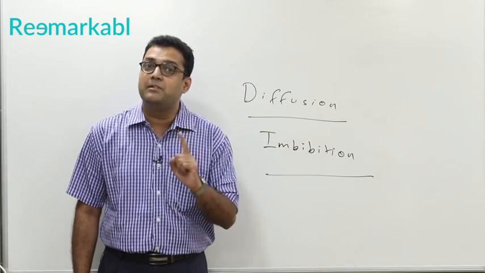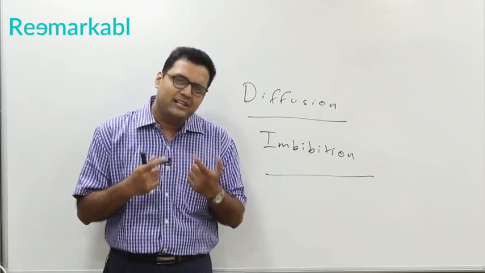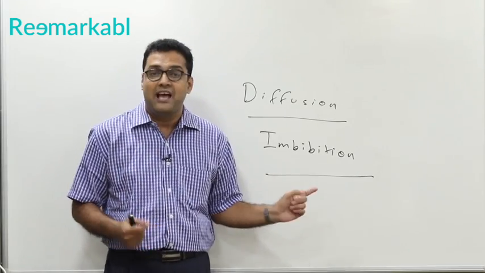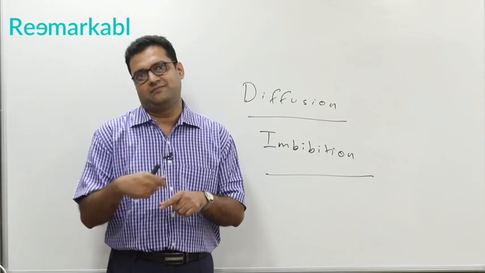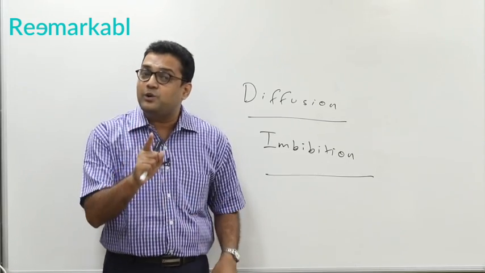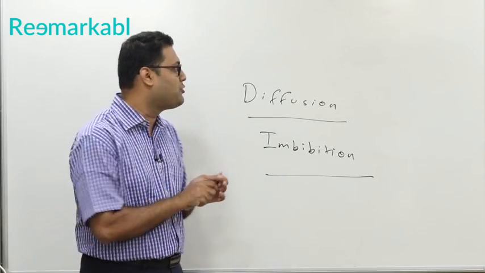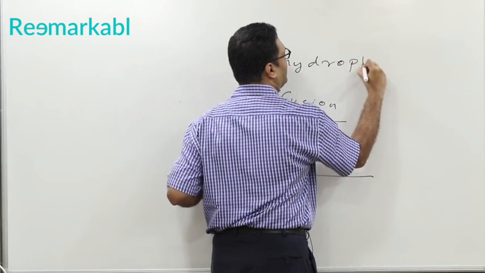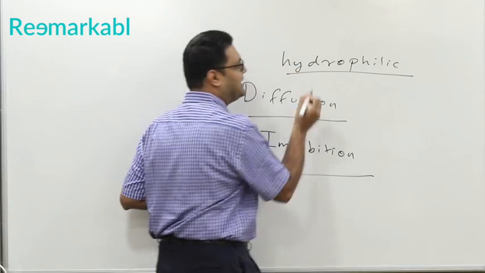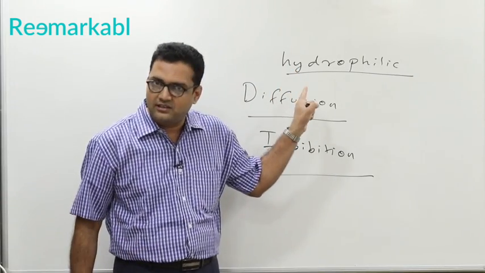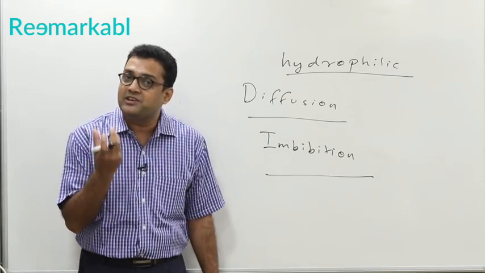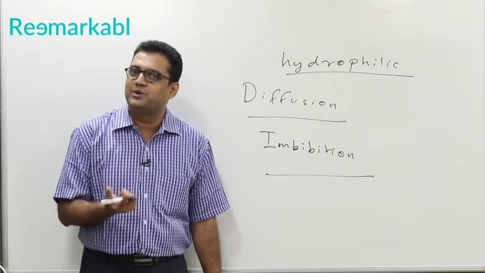What's the reason? The reason is imbibition. Children, why will I not swell? Because I don't have a cell wall. I don't have cellulose in my cells. And the cellulose of a plant cell is hydrophilic. What do you mean by hydrophilic? Hydro means water, philic means attraction. Cellulose is going to attract water and therefore it's going to swell.